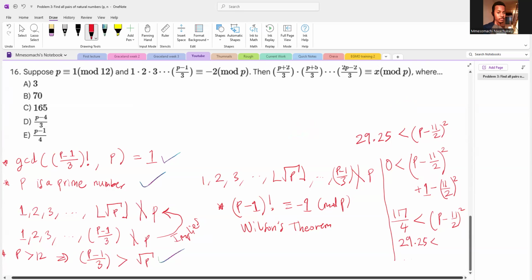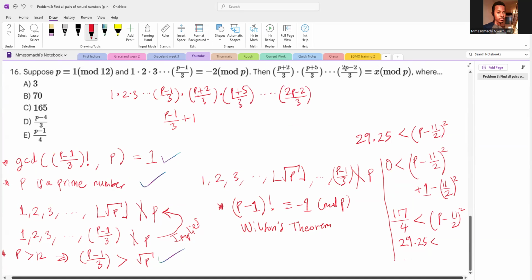So now let's look at the problem at large. So for instance, we have 1 times 2 times 3 times up to (P minus 1)/3. So let's understand what's going on here. (P minus 1)/3 plus 1 is going to be (P minus 1 plus 3)/3, so the next number in line is going to be (P plus 2)/3. Then we keep on adding 1. So that's (P plus 2 plus 3)/3, which is (P plus 5)/3. So this continues up to (2P minus 2)/3.